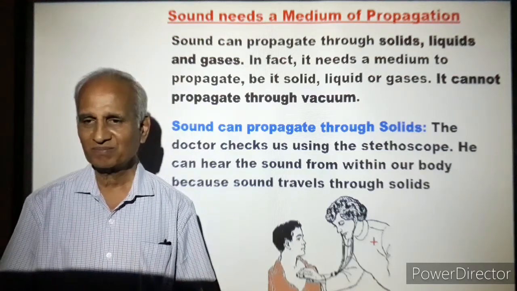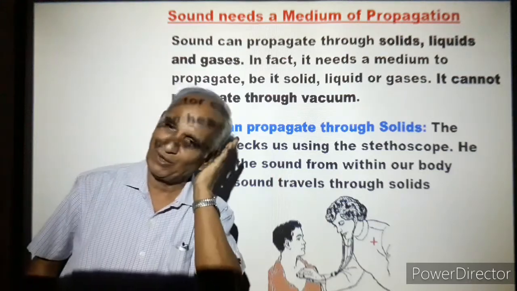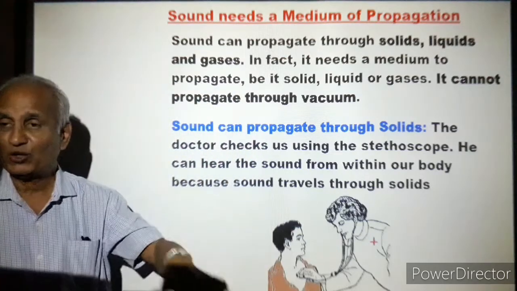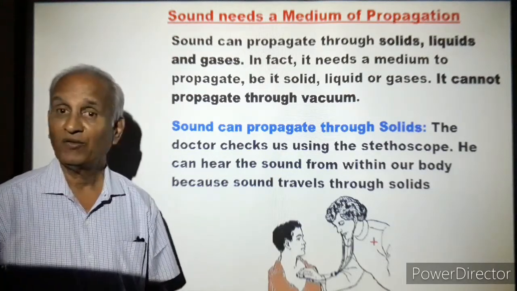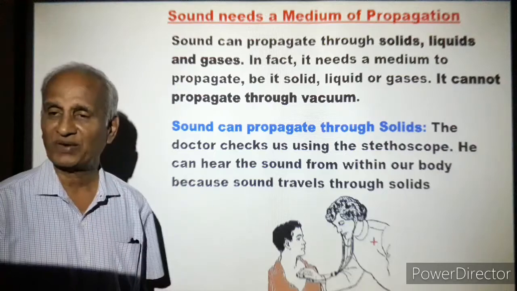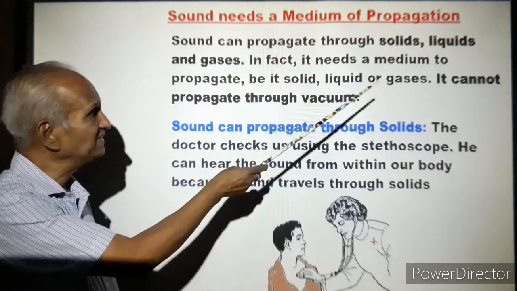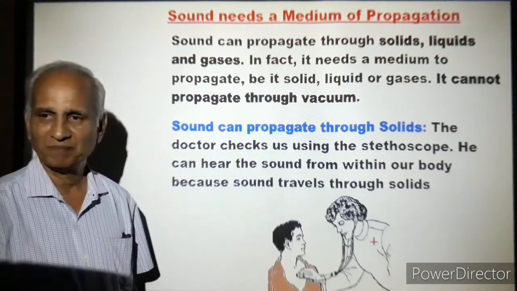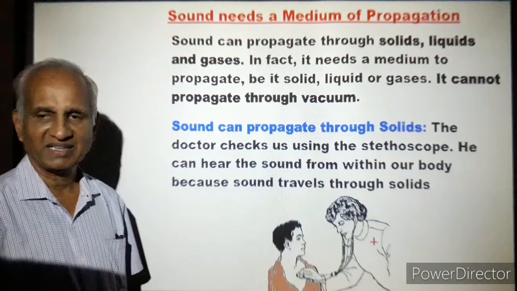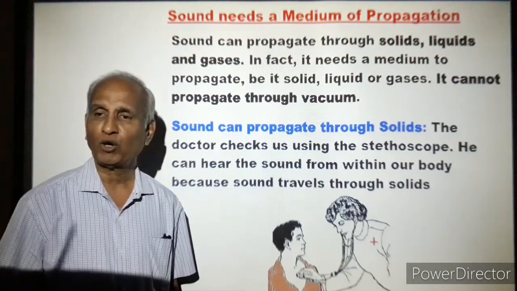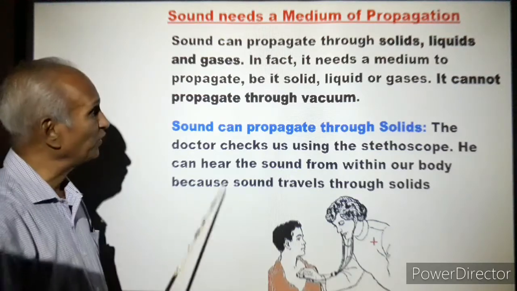Sometimes you play with your friends. If he is good at playing tabla, he can play it right on the desk and you can listen to it from the other end by keeping your ear pinna close to the desk. Solids. Liquids. Even when sound passes through liquids, the sound is different. Gases. Normally how we hear gases. In fact, it needs a medium to propagate. Without a medium, sound cannot move from one point to the other. So sound needs a medium for propagation. What is propagation? Getting carried from one point to the other.